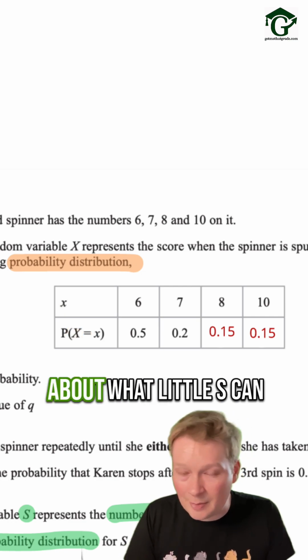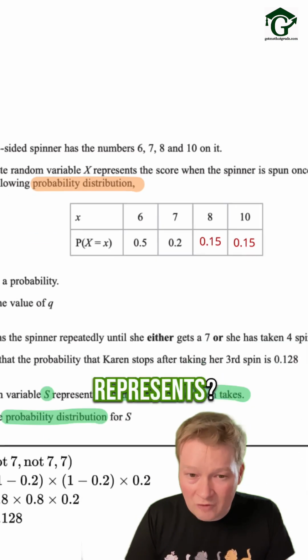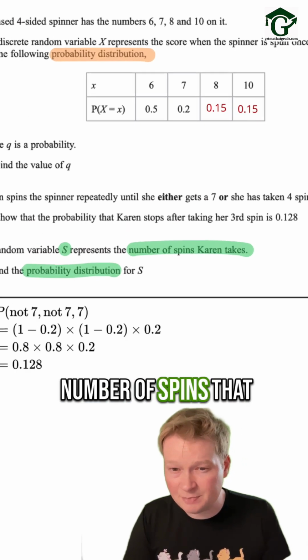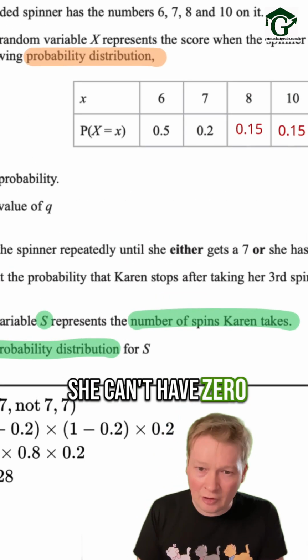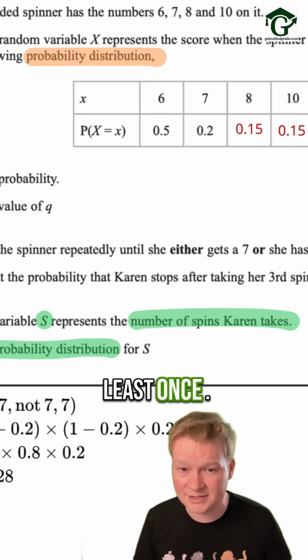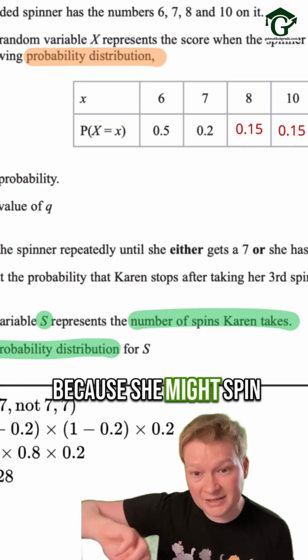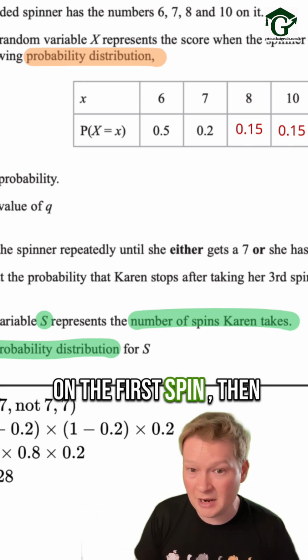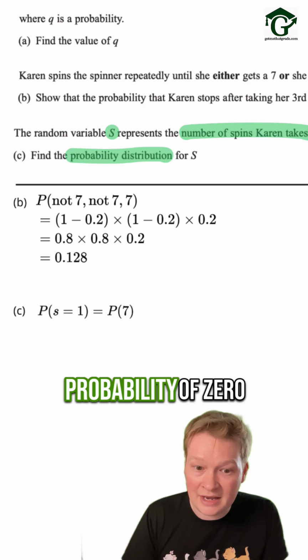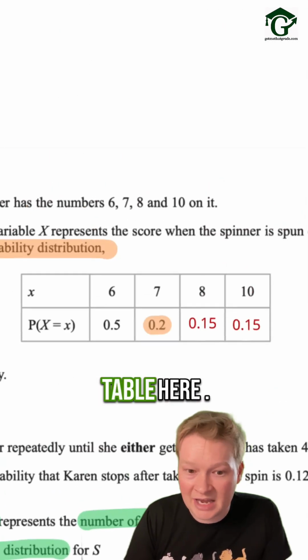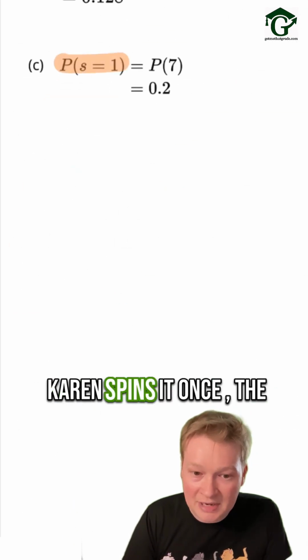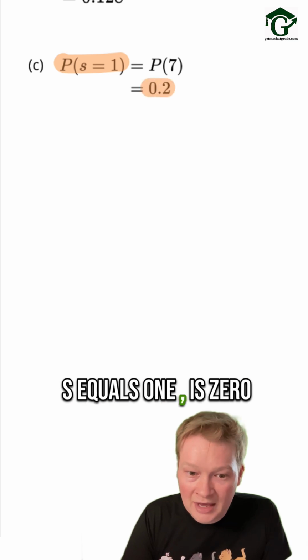And we need to think about what little s can be. Remember what it represents? S represents the number of spins that Karen takes. She can't have 0 spins, right? She's got to spin it at least once. So S could be 1, because she might spin it and then get a 7 on the first spin, then she'd stop. That would have probability of 0.2, as per the table here. So the probability that Karen spins it once, the probability that little s equals 1, is 0.2.